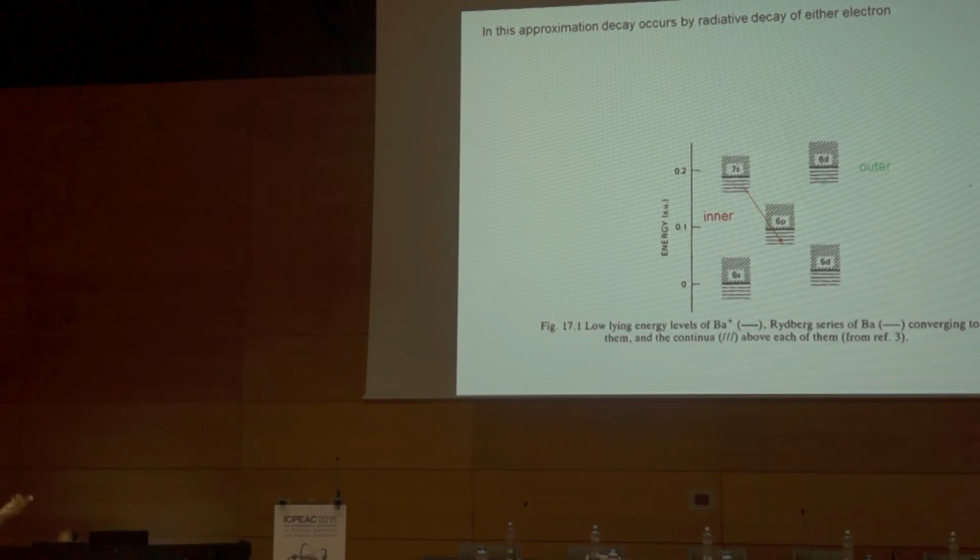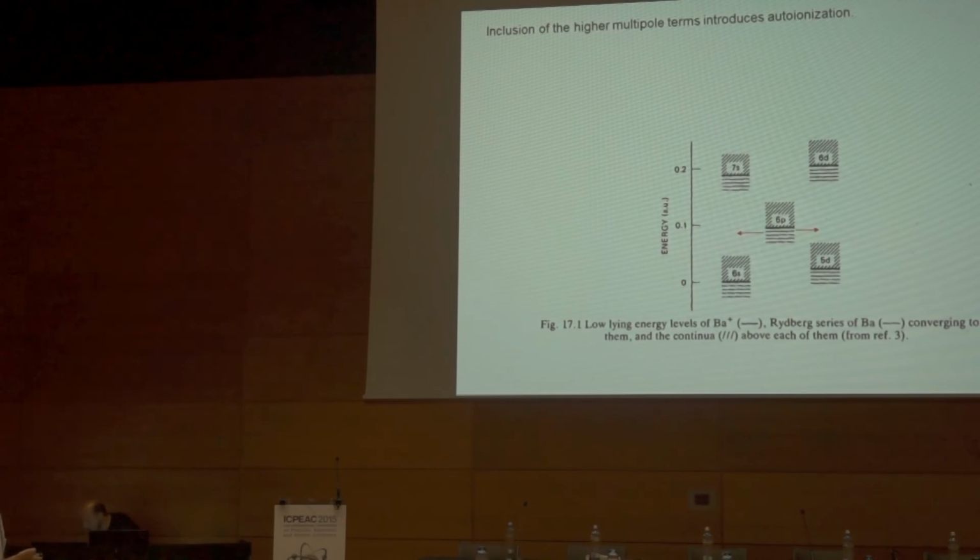In the approximation that I have basically ignored the higher order multipole terms due to the interaction of the two electrons, decay occurs by radiative decay. I could, in fact, start in a 7s nl Rydberg state and fall down to a 6p nl Rydberg state, or I could start in a 6d nl Rydberg state and fall down to a 6d some other state, but still with a 6d ion. On the other hand, when I introduce the higher multipole terms, that is H1, I introduce several phenomena, and from our point of view today, the most interesting one is autoionization. That is, this 6p nl state can autoionize into the continua above the 6s state of the ion or the 5d state of the ion. And the autoionization actually happens quite rapidly.